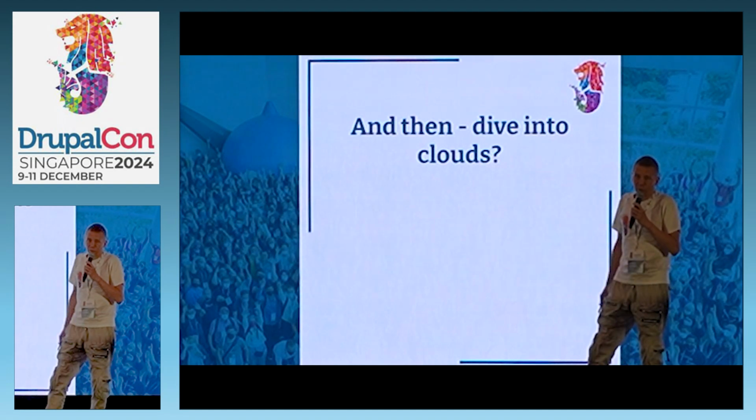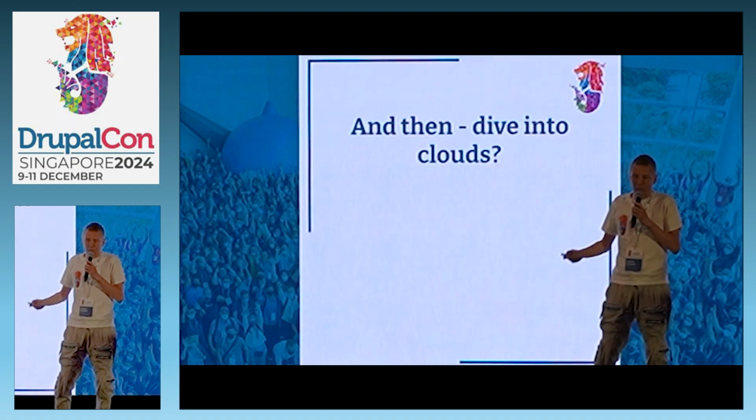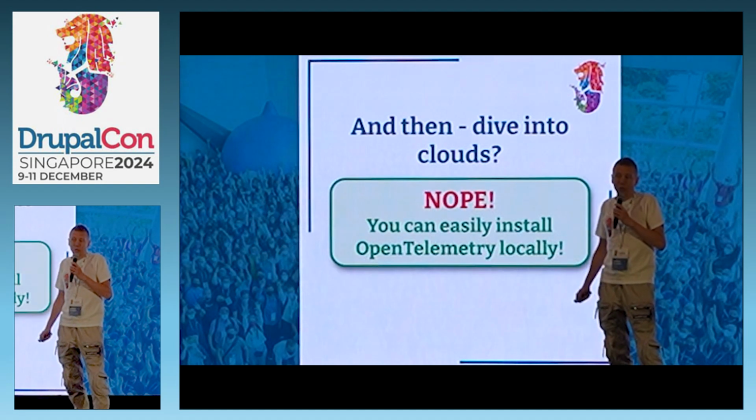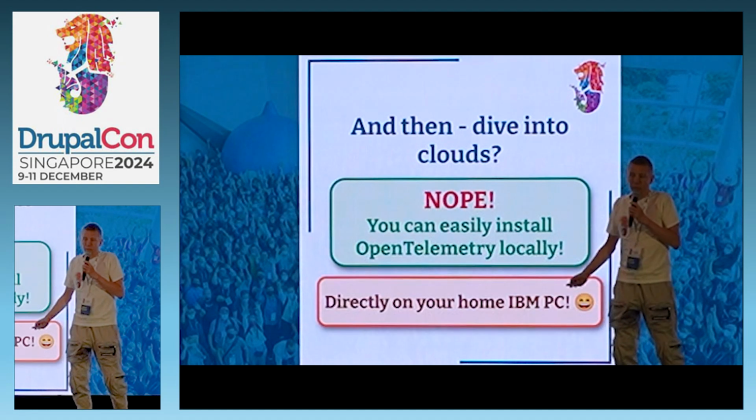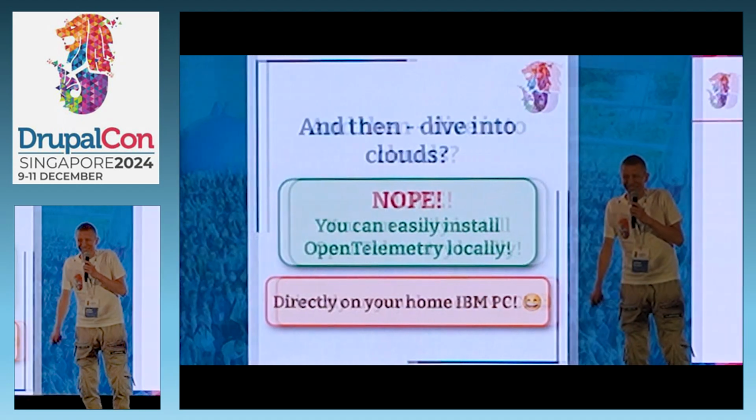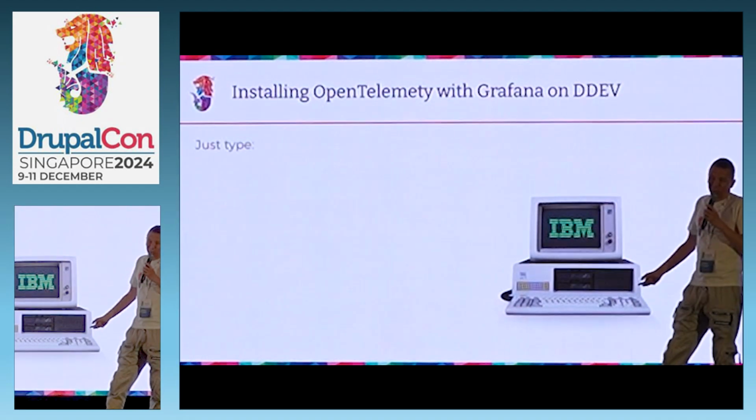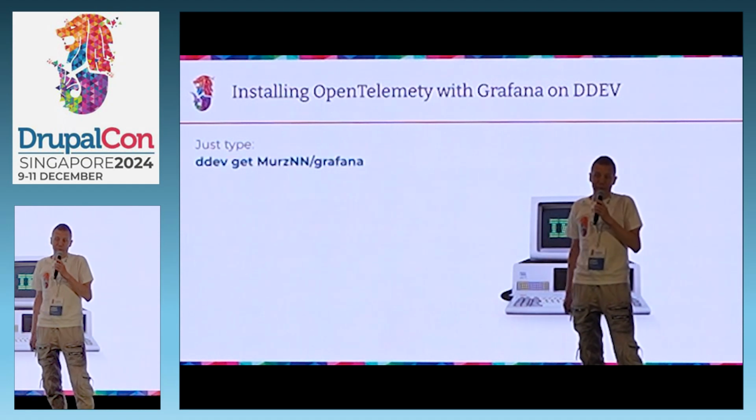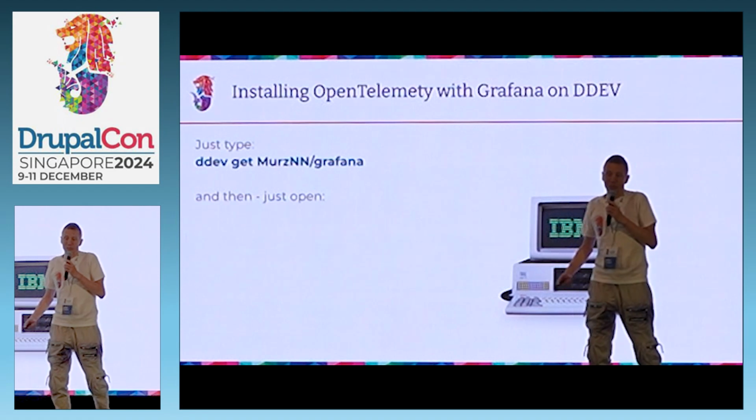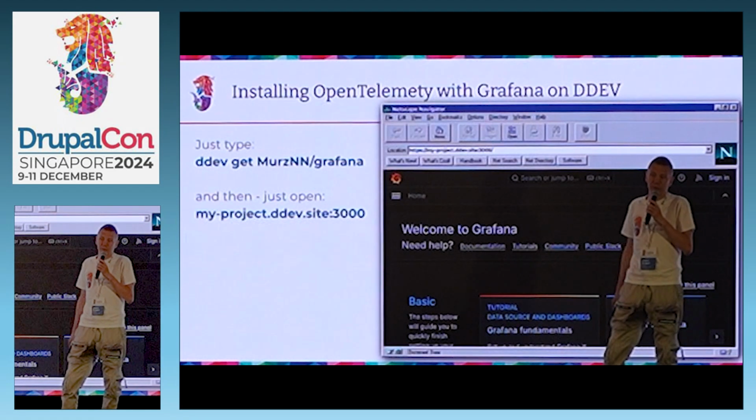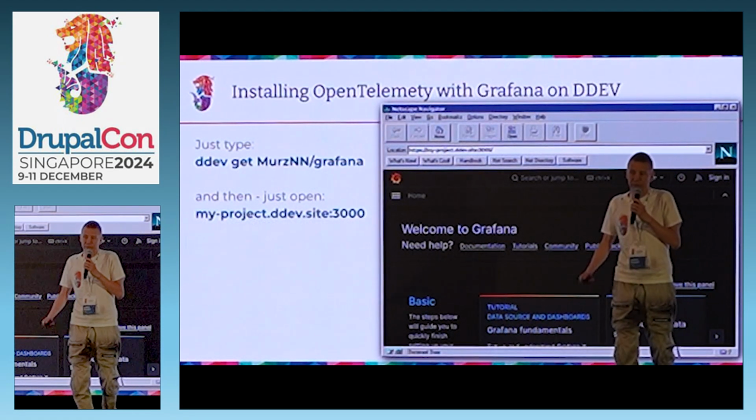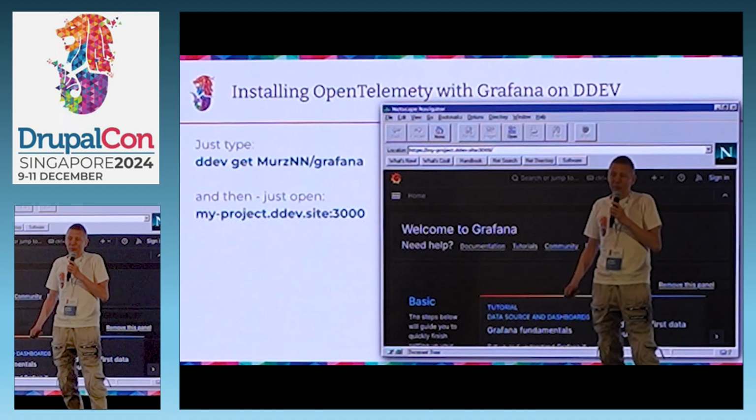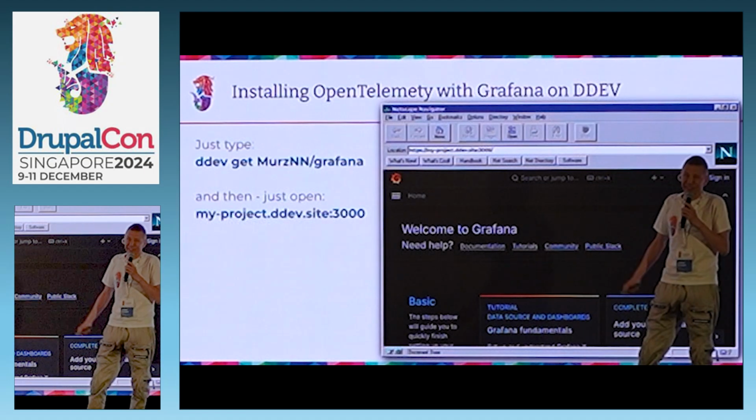And then probably we should dive into clouds, into some New Relic cloud, Grafana or Elastic, but actually not. You can easily install OpenTelemetry locally, directly on your home IBM PC. So you just have to open the console and type the dev get /n/Grafana, and then just open your project, the dev site, and the port 3000 directly in your Netscape navigator. And you will see the Grafana web interface that can display you all the metrics, traces, and logs.